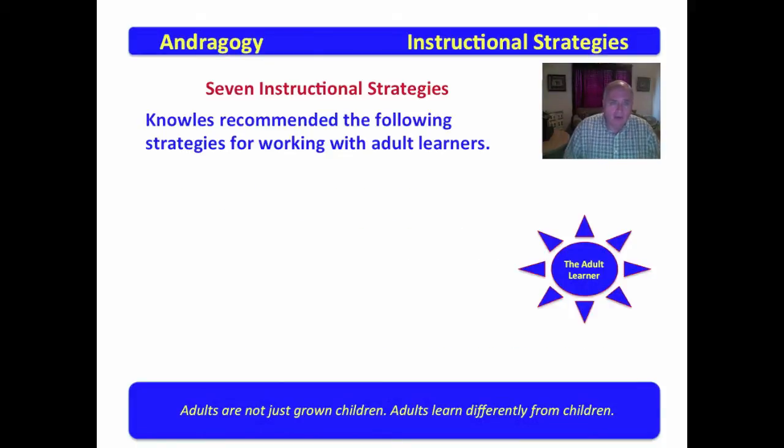Now, Knowles recommended seven instructional strategies, and we're going to go through them and discuss them, try to look at some of the implications of those strategies. He recommended the following when working with adult learners. First, that of setting a cooperative learning climate.